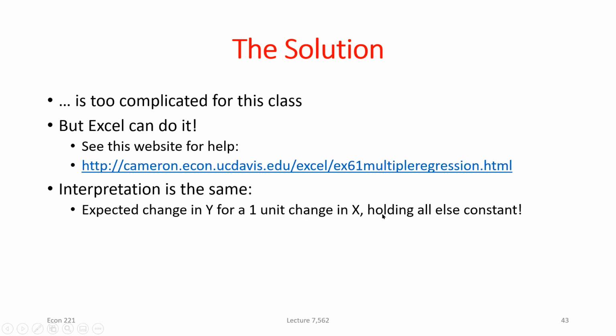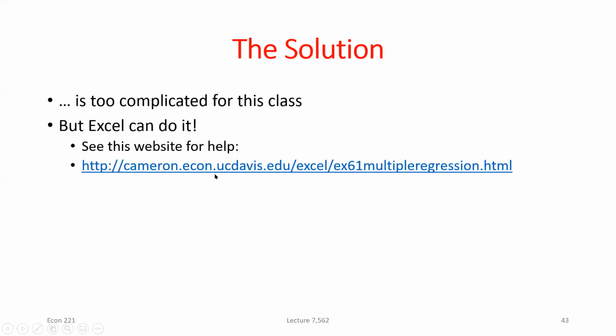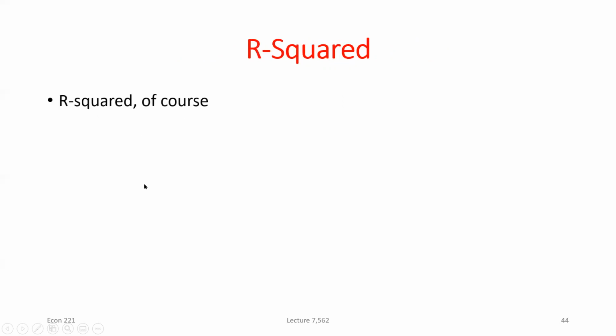But that's basically it: the interpretation hasn't changed other than we have to add on holding all else constant to the end. For the intercept, it's going to be very similar as well. The intercept is the predicted y value, not just if the one x variable is equal to 0, but if all the x variables are equal to 0 now. So same kind of interpretation, slightly different when we have more variables going on. As we work through some examples in Excel, I think it'll make more sense. We don't have to worry too much about the math solution because Excel will do this for us.